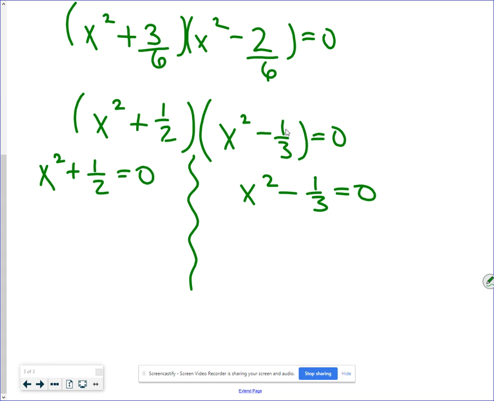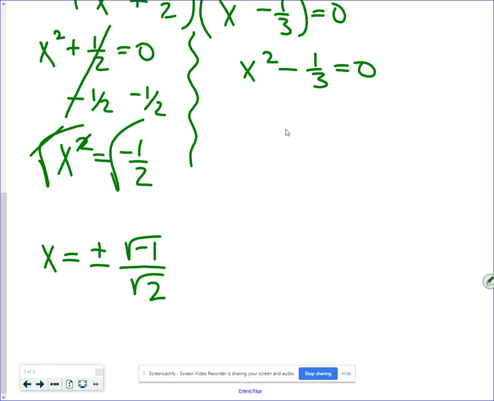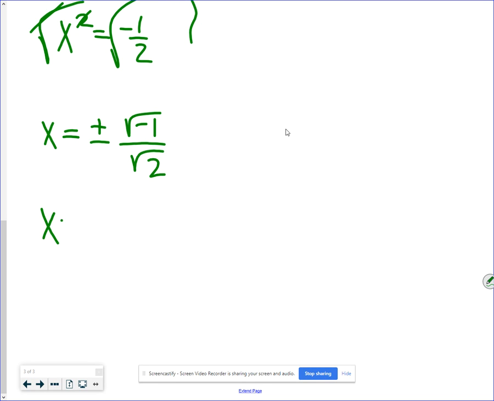So this one, we would minus 1/2 on both sides. We get x squared equals -1/2. So now we're going to take the square root of both sides. These cancel out. We get x equals plus or minus the square root of -1 over the square root of 2. Well, the square root of -1 is i. So I got plus or minus i over the square root of 2.